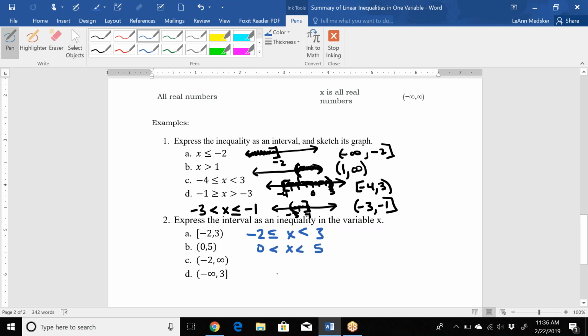Now this is -2 to positive infinity, so that's bigger than -2. So that would be x is greater than -2, no equal to sign. And this is shading to negative infinity, so that would be x is less than or equal to 3.